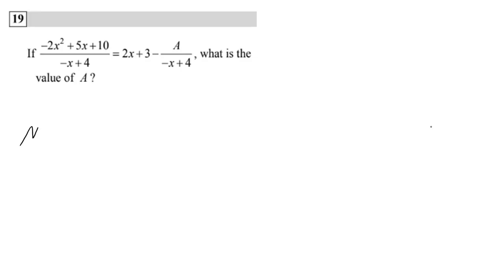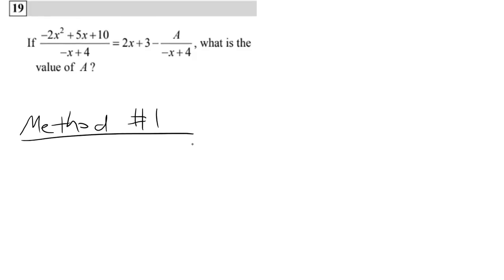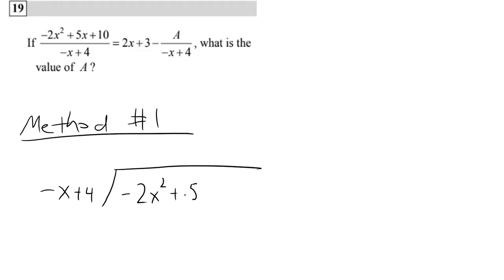So here's method one, the slowest way that I thought of. We could, of course, just do synthetic division or long division. If we remember how to do long division, the divisor goes outside, the dividend goes inside. We look at the biggest degrees. We want to get from negative x to negative 2x squared. So what do we multiply? We can multiply by 2x.